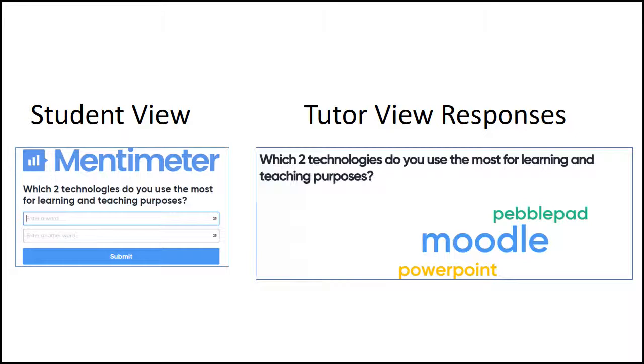So I've only done 2 question types. This one is a short text question, so basically they're entering a word. I wanted them to put in what 2 technologies they use the most, so you would put a word in the first and in the second.